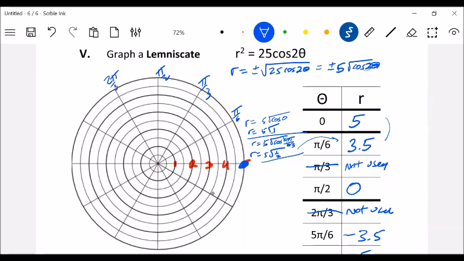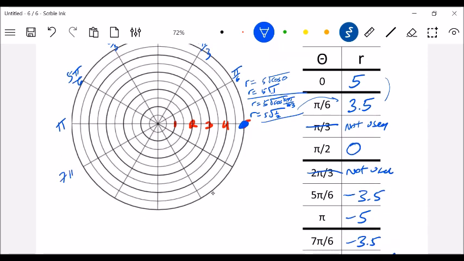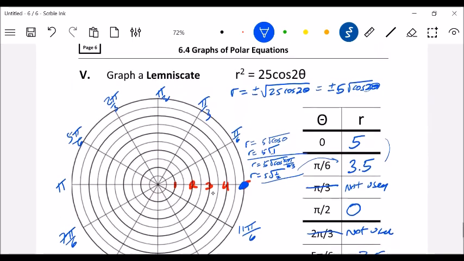2 pi over 3, 5 pi over 6, and pi. 7 pi over 6, 4 pi over 3, 3 pi over 2, 5 pi over 3, 11 pi over 6. That covers all of those here.